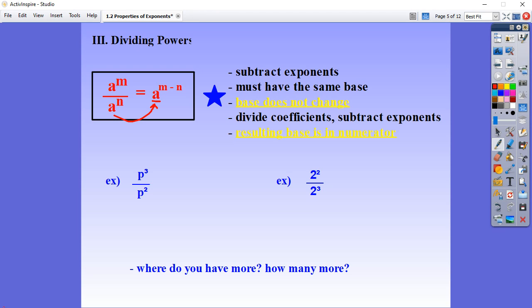Okay, so let's look at a couple of examples here, sort of some basic ones. And so we have p cubed over p squared. And so I notice that I'm dividing common bases. So I can just go over here and say, well, my base stays the same, but I simply take my top exponent minus my bottom exponent, and I'm left with p to the first, okay?